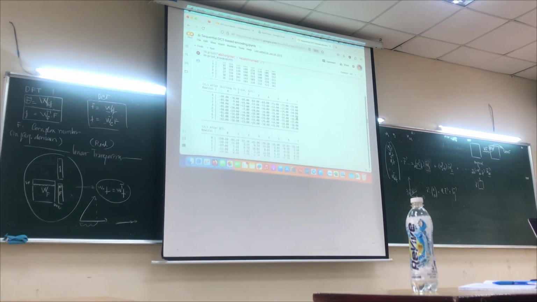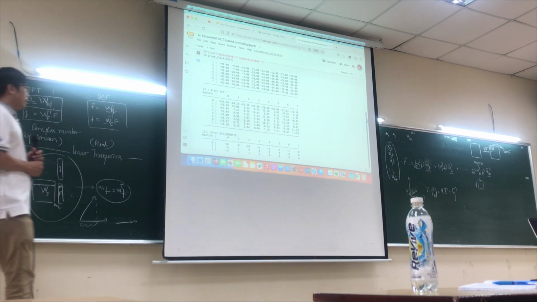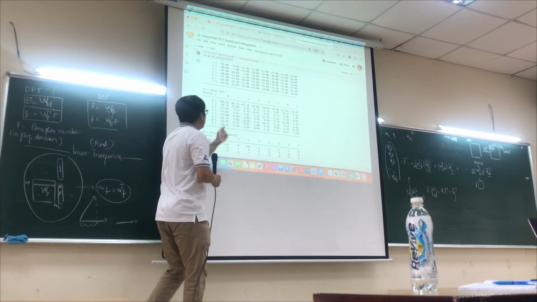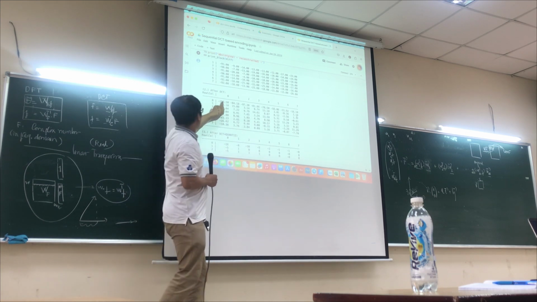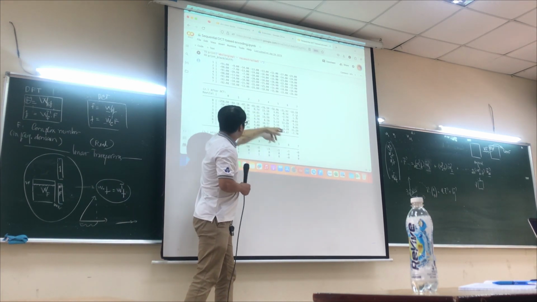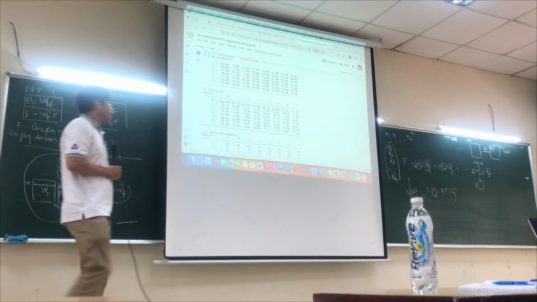So you perform the transform: you transform for each row and then for each column, and then you get it. And you can see here almost all the large values are in one corner, and outside of here the values are smaller and smaller.